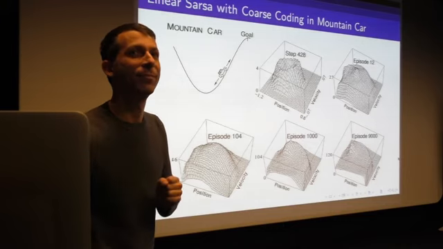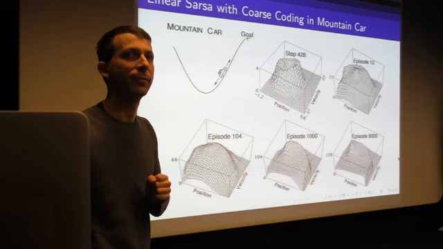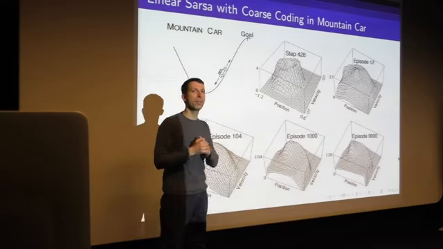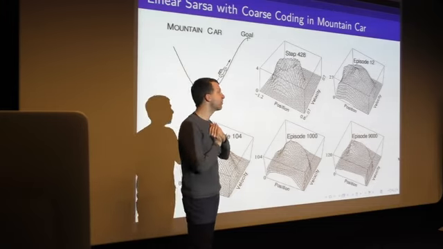Yeah, question? In that example, couldn't we use a different representation of the state space and get the function in a much simpler shape? So the question is, couldn't we use a different representation of state space to get a simpler shaped value function? That's a great question.